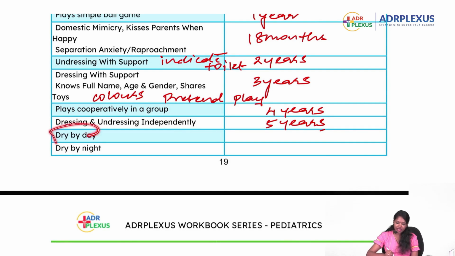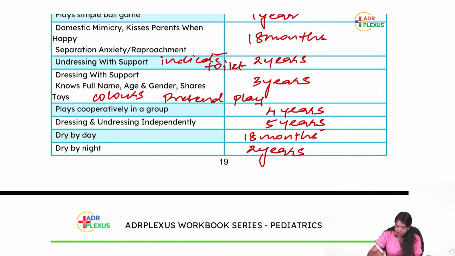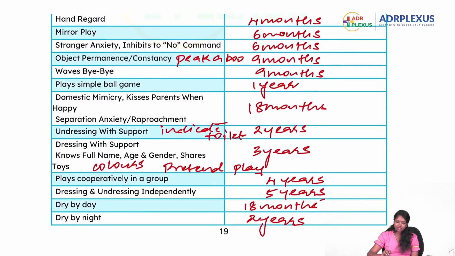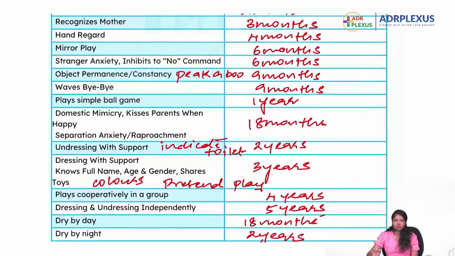Okay, 2 important things, dry by day, dry by night. It means the baby can indicate urine in the morning, will not pass urine in the panties in the morning. At night also, the baby will not soil the diapers. That is dry by day. Dry by day, 18 months. Dry by night, 2 years. Dry by day 18 months, dry by night 2 years. Okay. So this is what the social and adaptive milestones are.